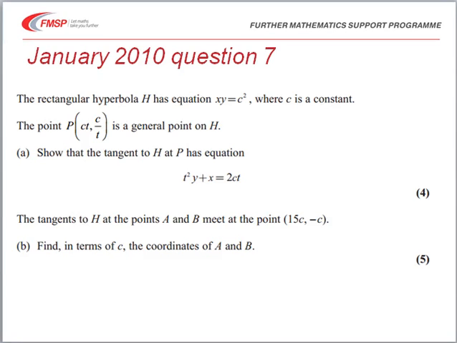And then, having found the actual tangent equation, we're asked to find particular points on the hyperbola for which those tangents will pass through a point given as 15c, minus c. In other words, we need to find the parameter t and hence use that to work out the value of the coordinates.